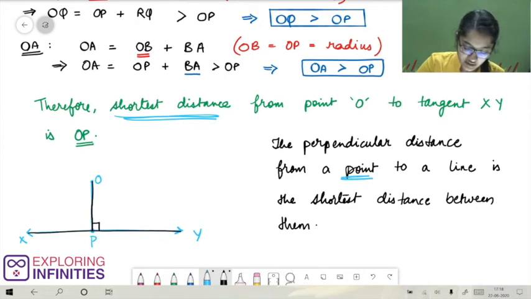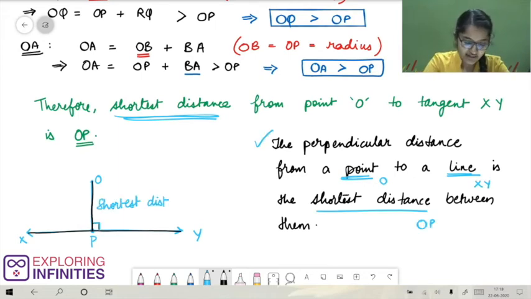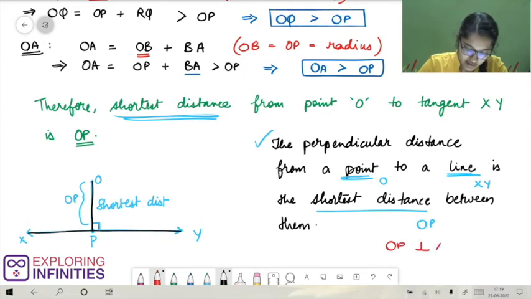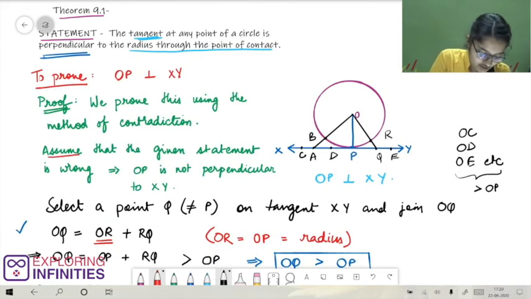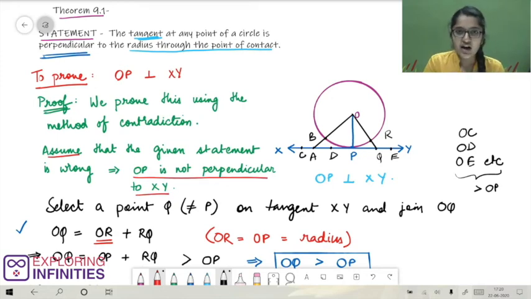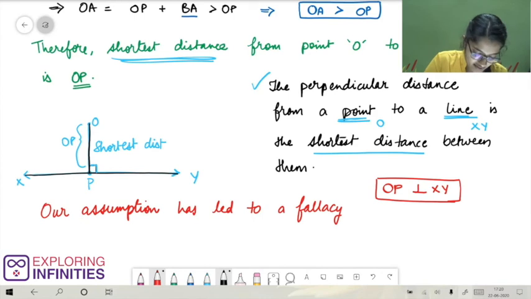In our case, the point that we are considering is point O and the line that we are considering is line XY. If the distance between a point and a line is the shortest distance that can exist between that point and that line, then that distance, in our case OP, has to be perpendicular to the line. Hence, we can conclude that OP is perpendicular to XY. But in our assumption, we assumed that OP is not perpendicular to XY. That means our assumption is wrong. Our assumption has led to a fallacy. It means a wrong statement.